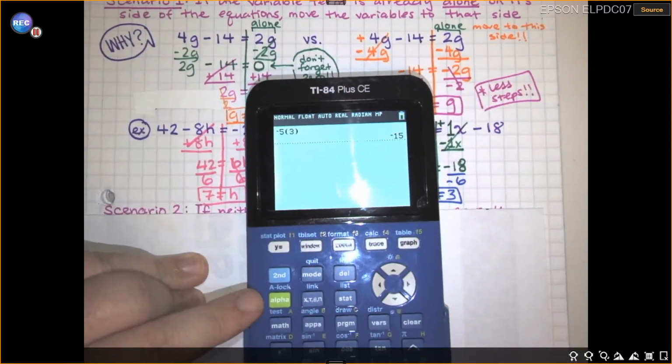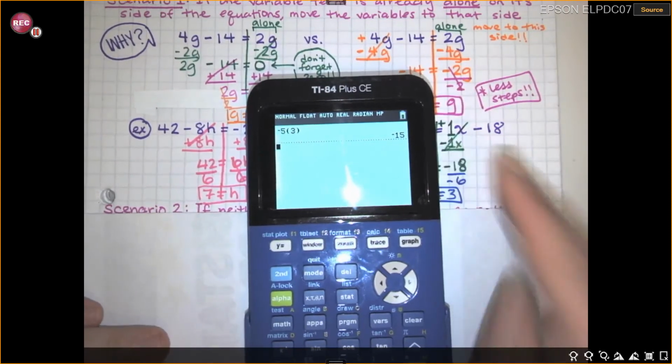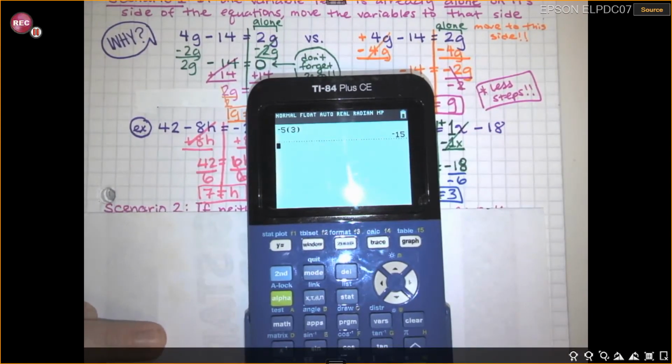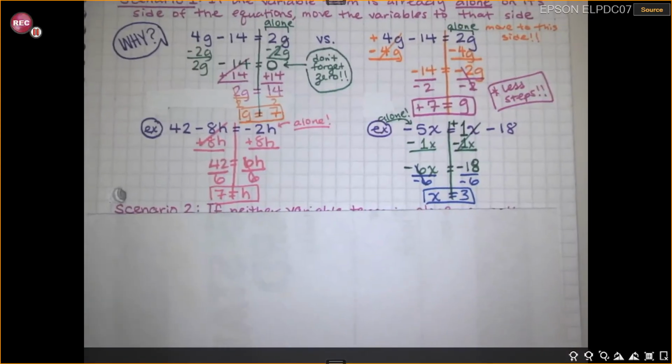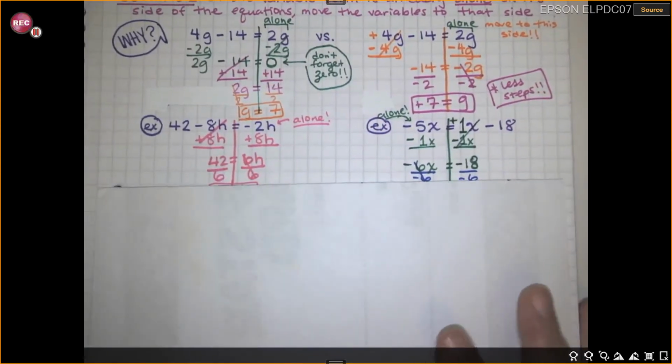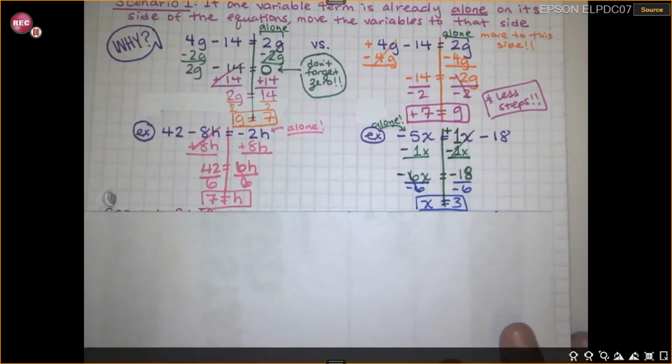Now let's do this side. We don't have to do 1x. You can if you want to, but that is 3 minus 18, negative 15. So again, the two sides are equal. That means it's the solution. Great. So that is what you do when one of them is alone.